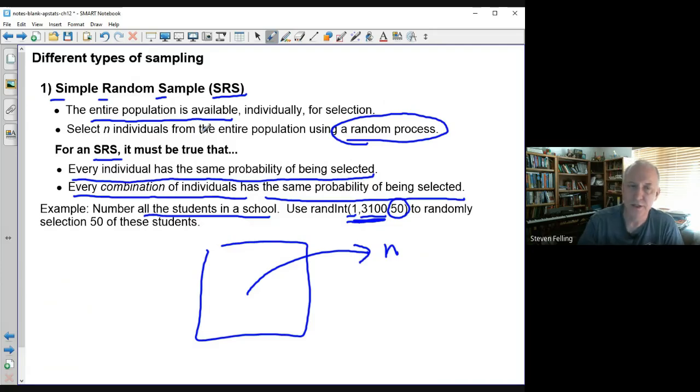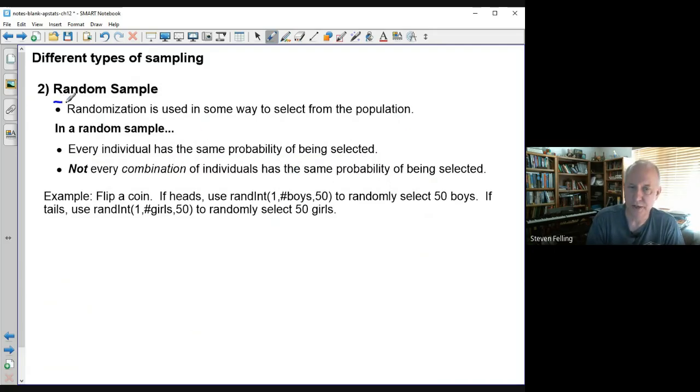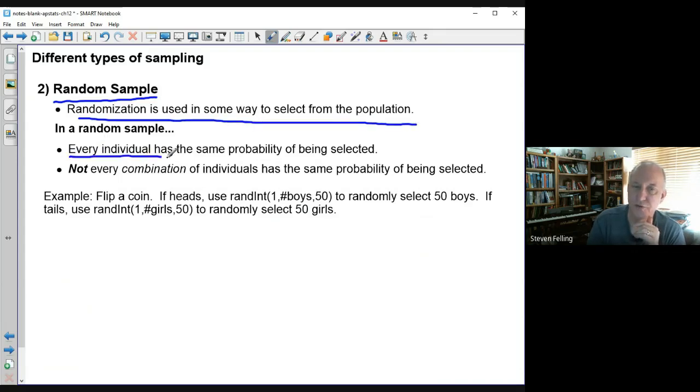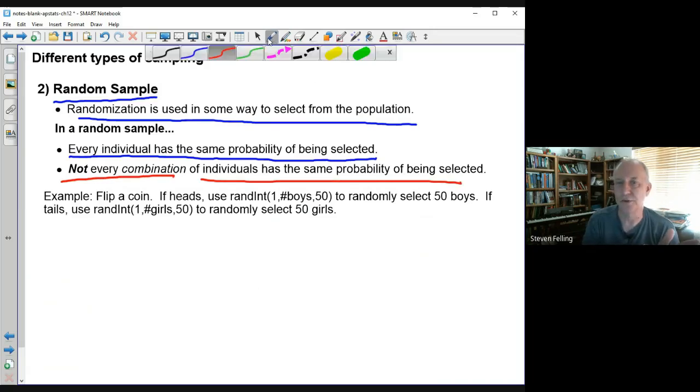All right. Second idea is something called a random sample, but without the simple part. This is typically not used, but it sometimes happens by mistake. A random sample is when randomization is used in some part of the process, and it's true that every individual in the population has the same probability of being selected, but it's not true that every combination of individuals can be selected. Okay, a typical example of this would be this.